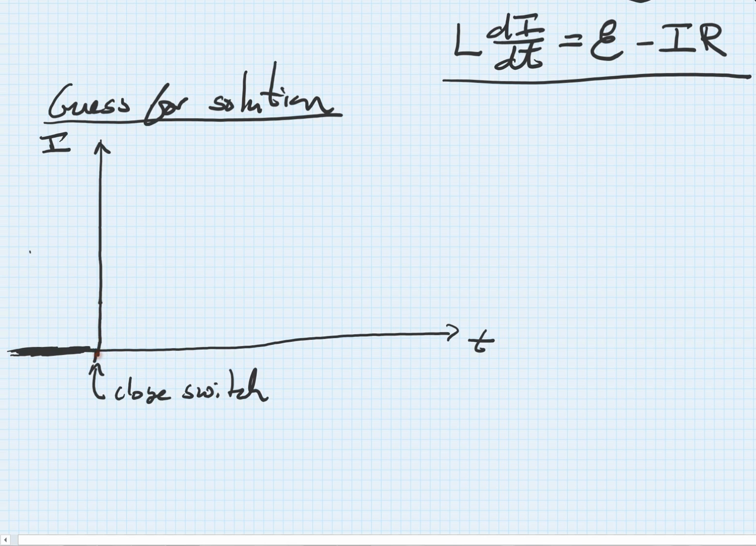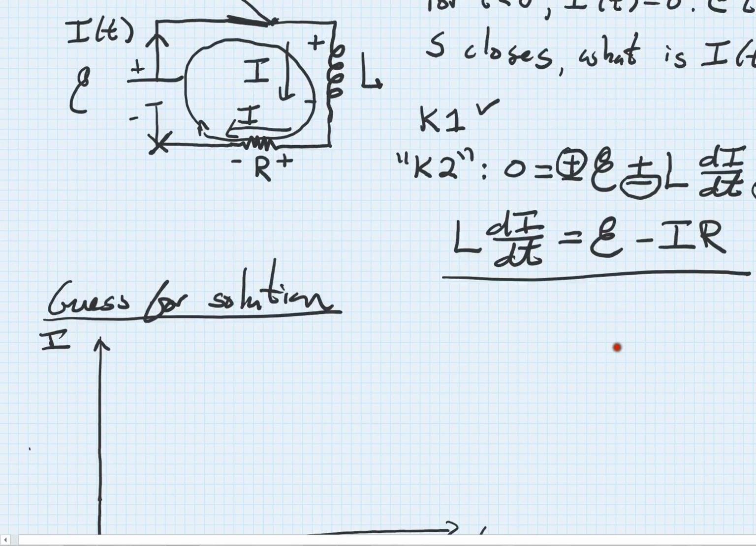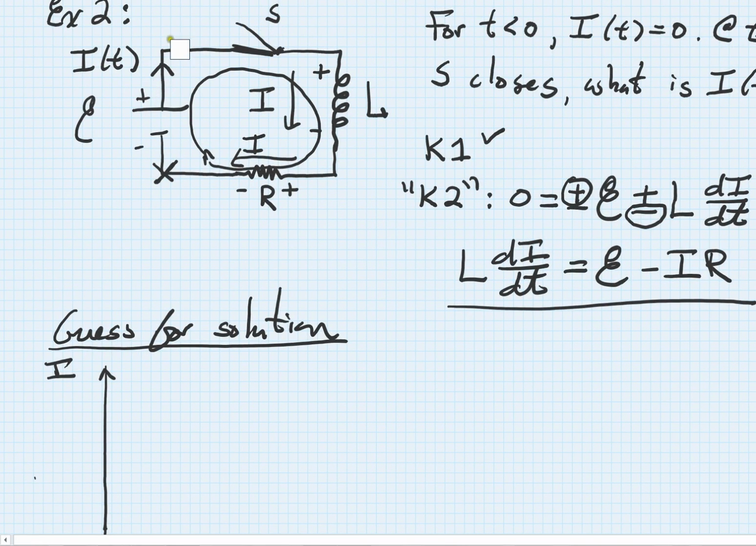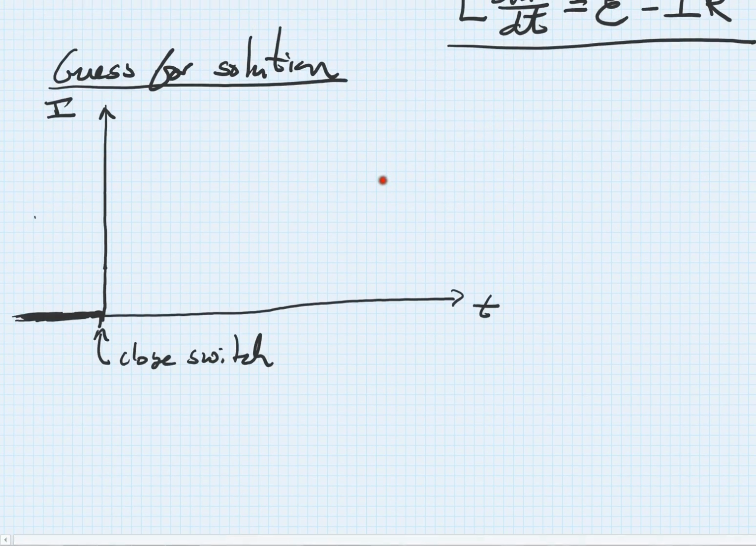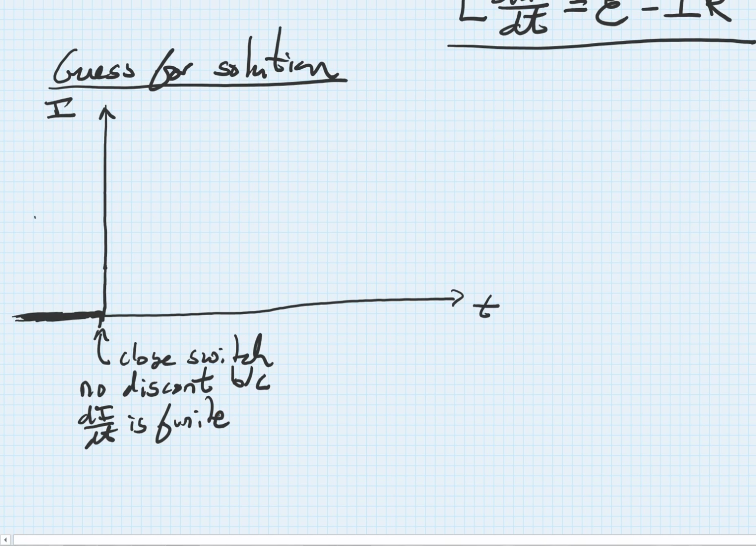We'll just have a normal thickness here for our axis. And the current is going to want to start to flow when I close the switch, and eventually flow in this direction. So the current will increase, but there can't be any discontinuity. So we close the switch, there has to be no discontinuity, because dI/dt is finite. So that means the current has to do something like this. It has to come in and hit that value 0 nice and continuously at time t equals 0.